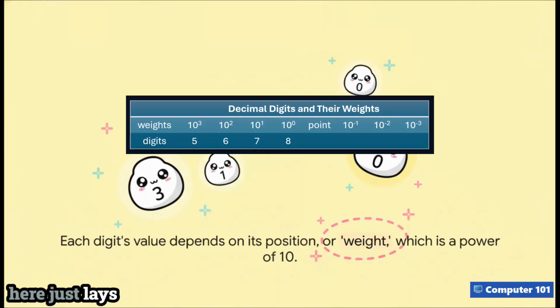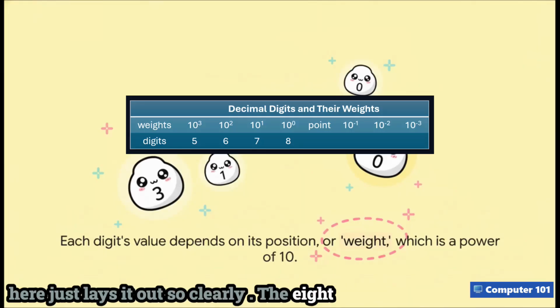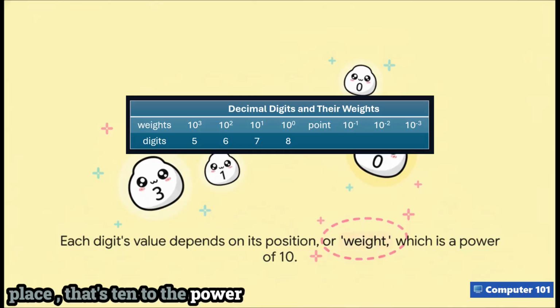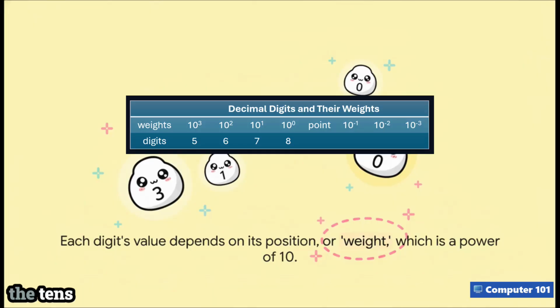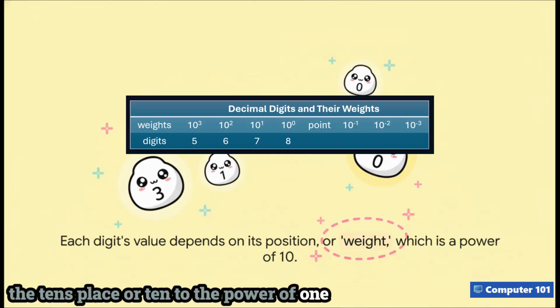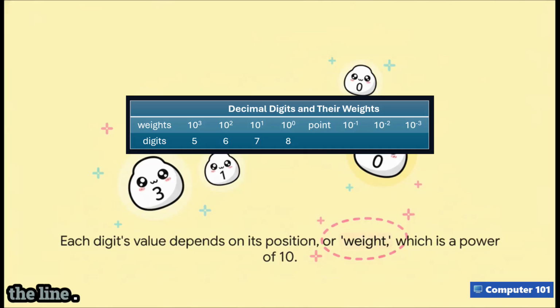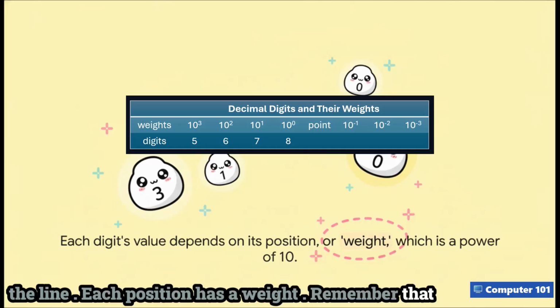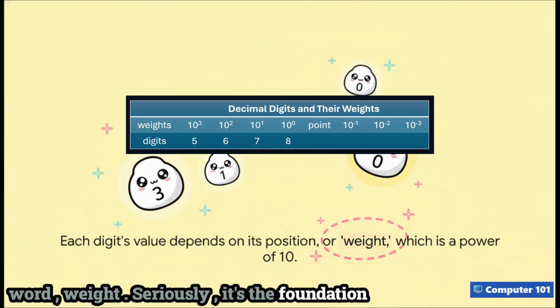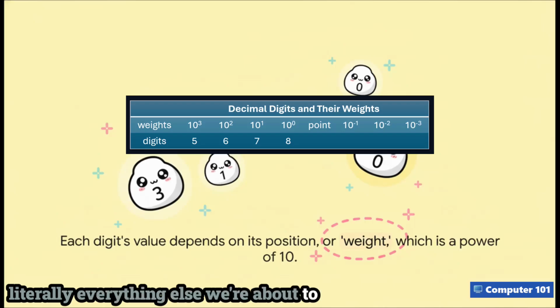And this visual here just lays it out so clearly. The 8 is in the ones place, that's 10 to the power of 0. The 7 is in the tens place, or 10 to the power of 1, and so on up the line. Each position has a weight. Remember that word, weight. Seriously, it's the foundation for literally everything else we're about to cover.